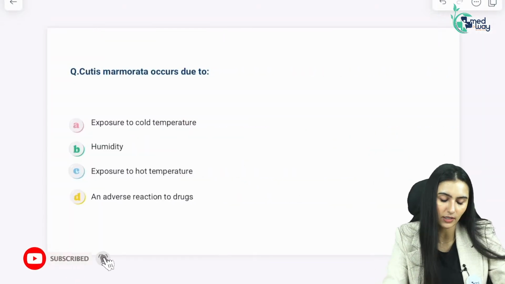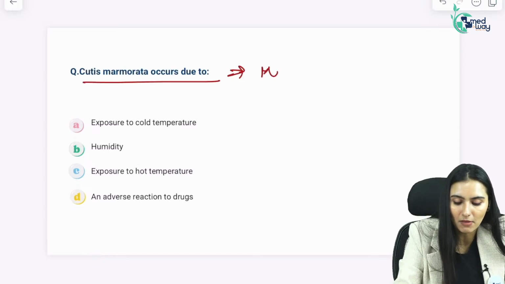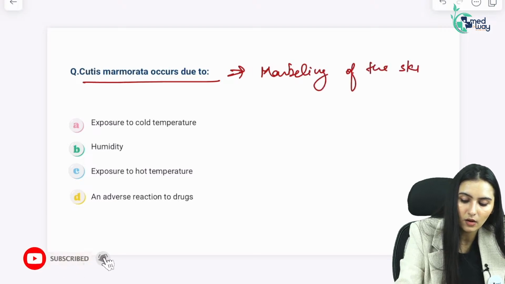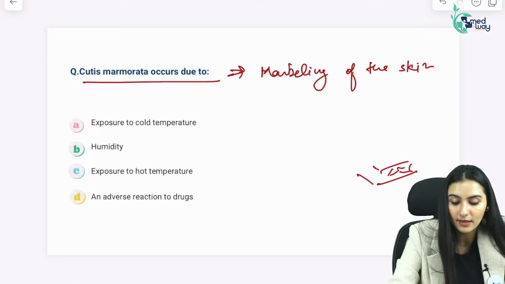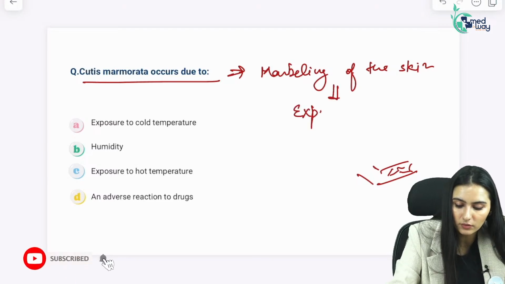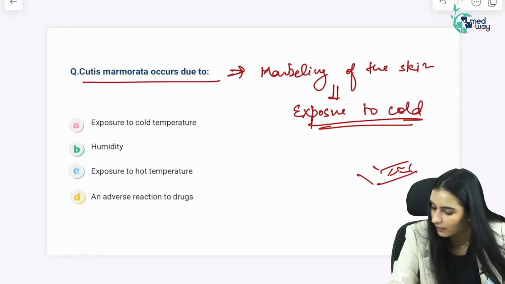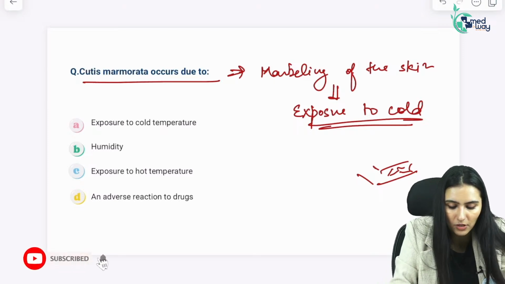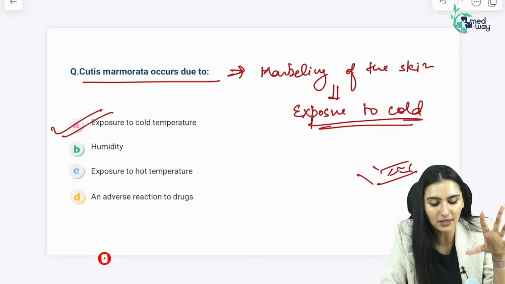What is cutis marmorata? It occurs due to... So what is cutis marmorata? This is basically marbling of the skin. If suppose this is the hand, your veins just suddenly start getting visible like this. Why is it happening? It is happening due to exposure to cold. Somebody has mentioned D. I hope you are answering D for the last one, because cutis marmorata occurs due to exposure to cold. It is marbling of the skin which is happening because of exposure to cold.